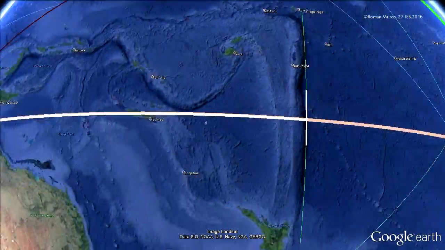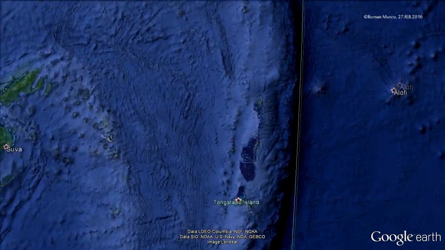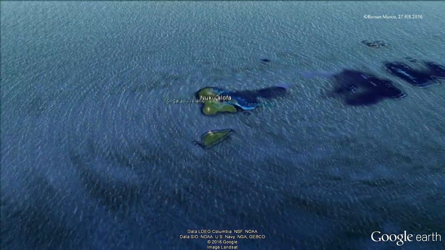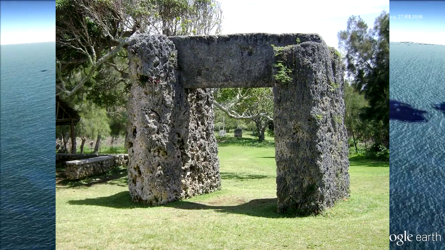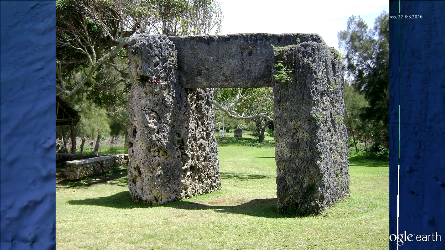And guess what? Here, for example, or Tongatapu Island, Tonga. Guess what they have? They have megaliths. So, yeah.